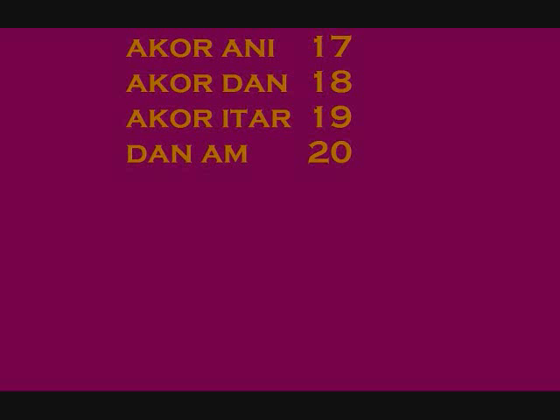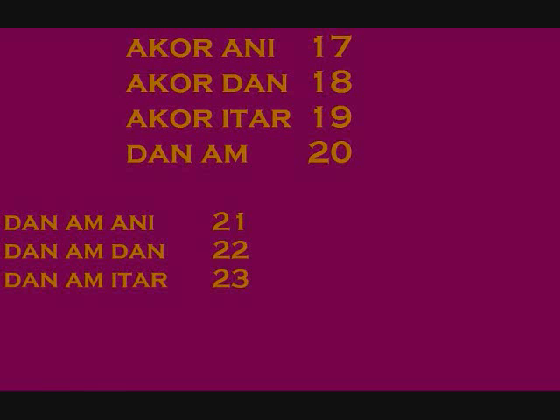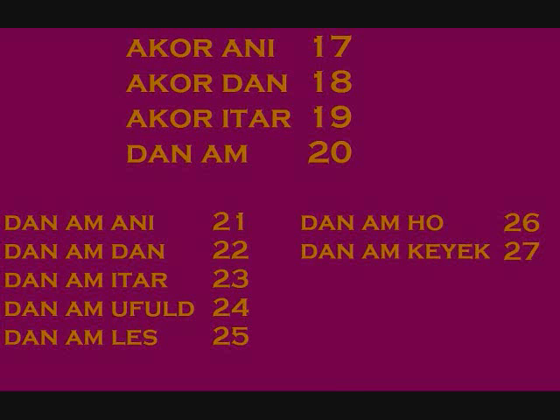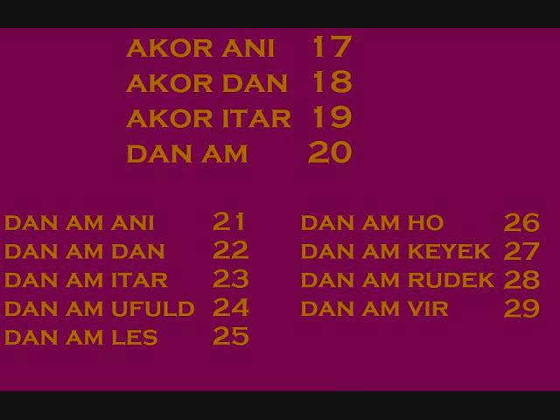After that, you simply put the number after dan am. So, 21 through 29 would be dan am ani, dan am dan, dan am itar, dan am ufuld, dan am les, dan am ho, dan am keyek, dan am rudek, dan am vir.